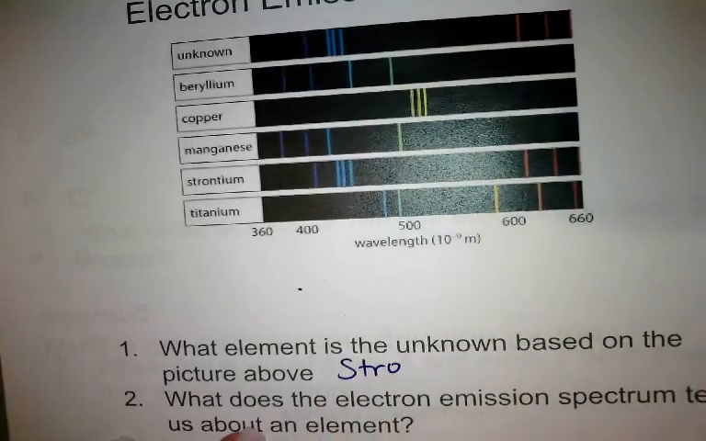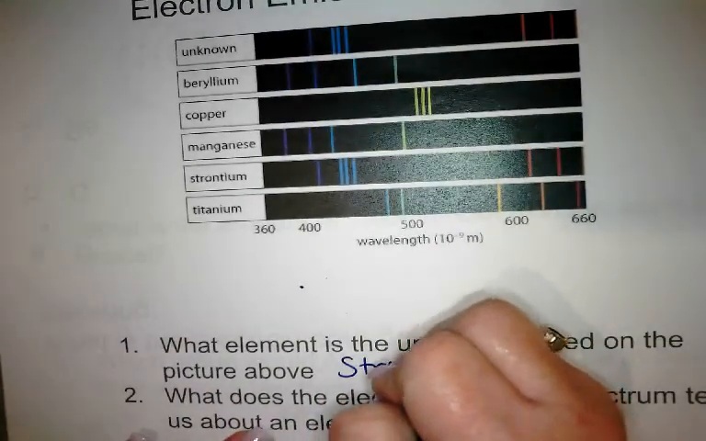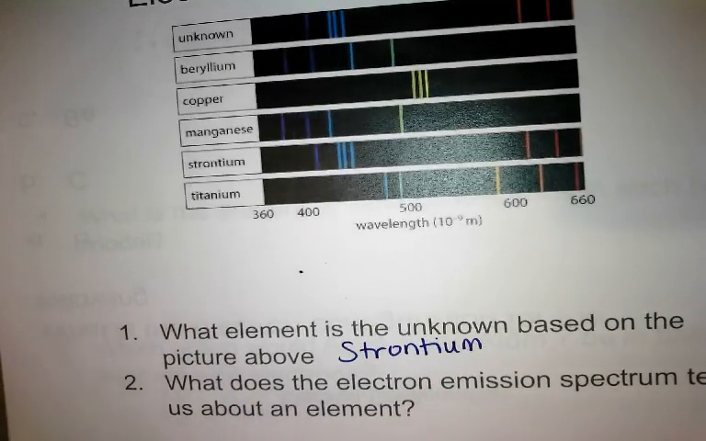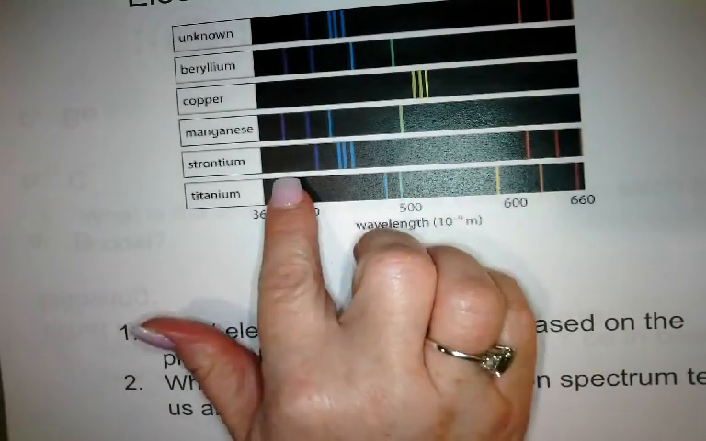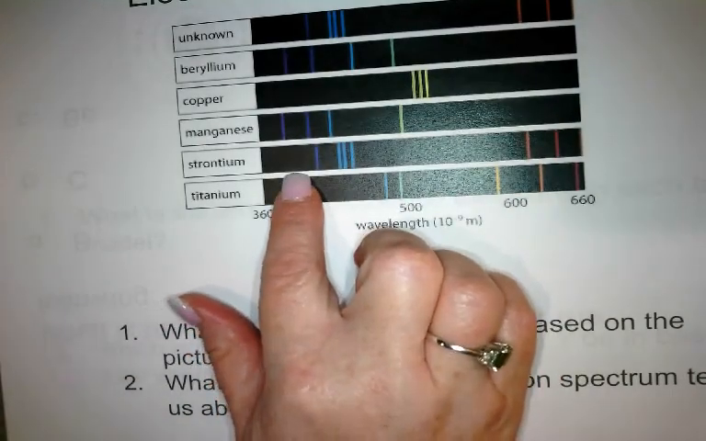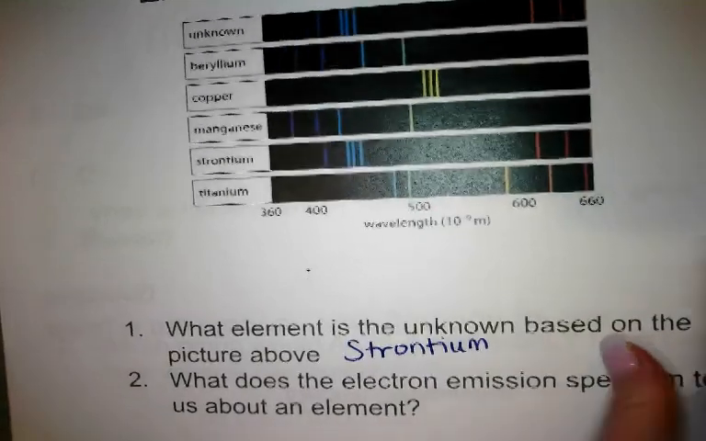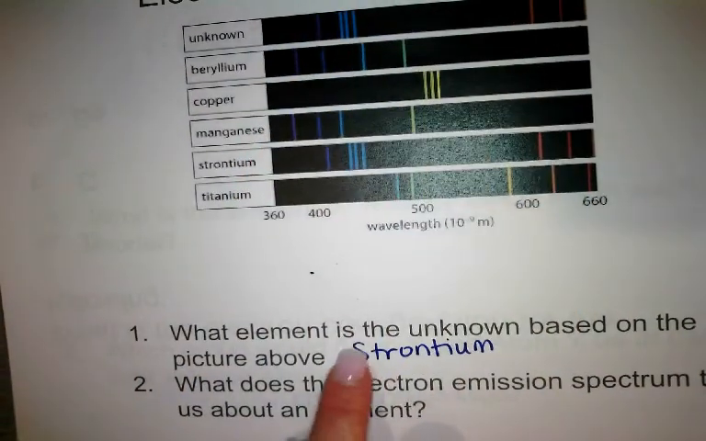And then what does the electron emission spectrum tell us about an element? It's basically just letting us know what kind of electrons are present, how active they are, because remember, as the electrons move around, we saw that with that flame test, they emit different colors of light. That's basically what makes up that particular element. So you will have one of these on the test where they're just given the picture and you just have to find which one matches it.